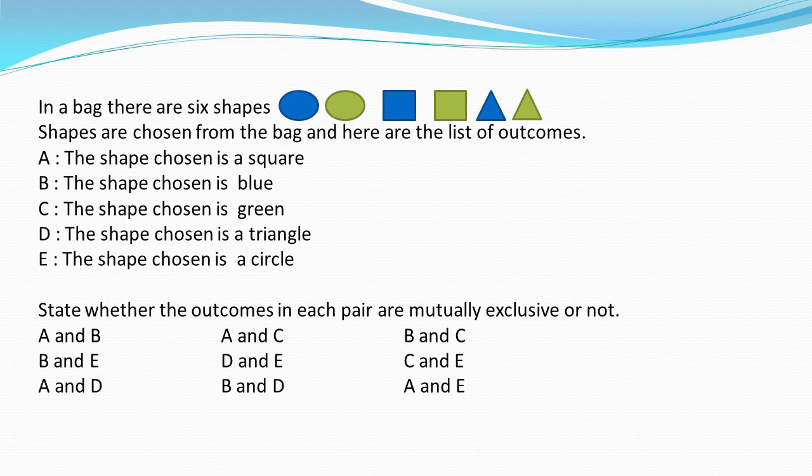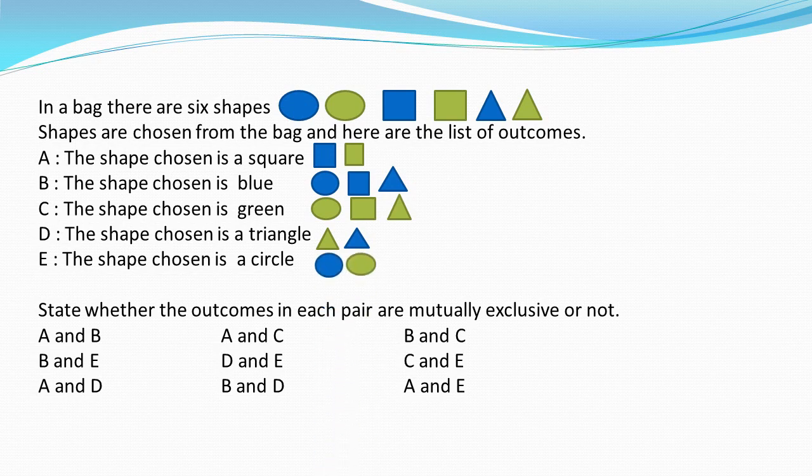So first of all, we have to check and list all the possible outcomes for each event. For event A, the shape chosen is a square. We have actually two squares, one blue and one green. The shape chosen is blue. We have three blue shapes: circle, square, and triangle. The shape chosen is green. Also, we have three shapes: circle, square, and triangle. The shape chosen is a triangle. We have two triangles, one blue and one green. The shape chosen is a circle. Also, we have two circles, one blue and one green.